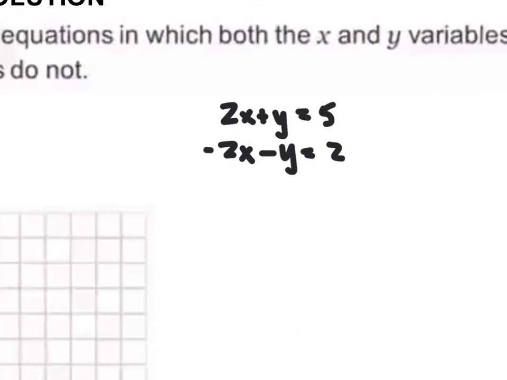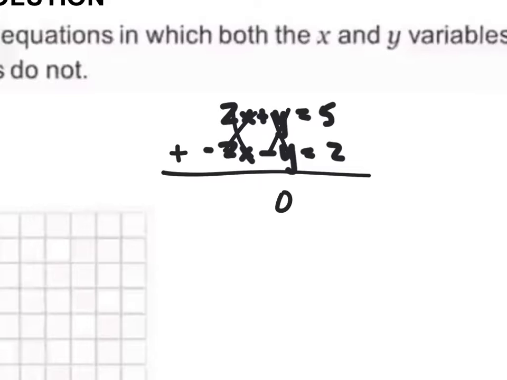Okay. Now, what I'm going to do for both of these, noticing that I have opposite coefficients for my x and opposite coefficients for my y value. So I noticed that, but I'm going to combine them. And then what's going to happen is I'm going to get 2x minus 2x. That's going to cancel out and give me 0. Same thing over here. Y minus y is also going to give me 0.